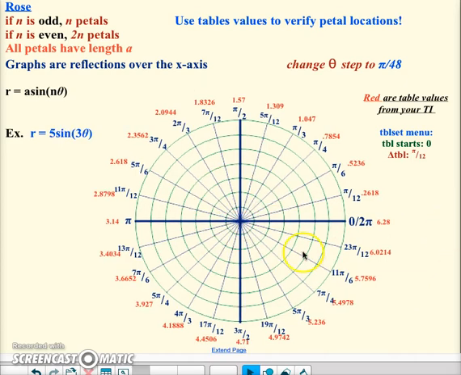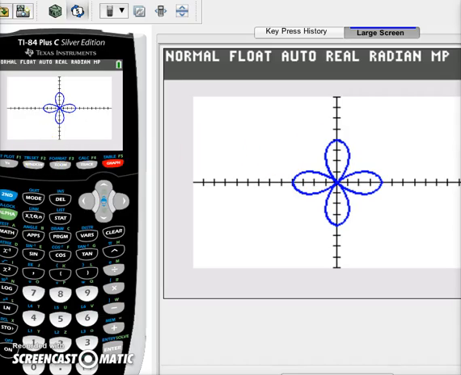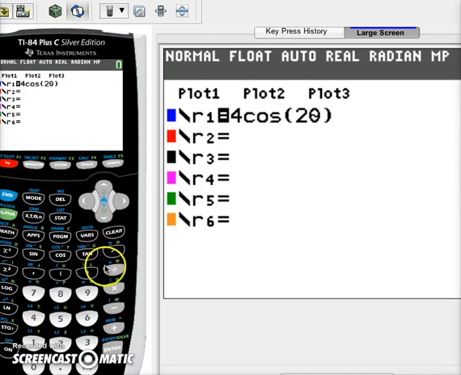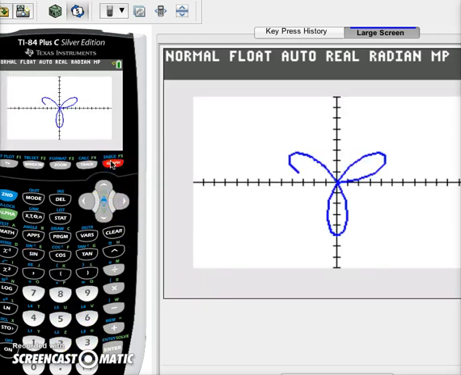The last one for the day, 5 sine 3 theta. Again, I want you to go ahead and put that into your calculator, and then go back to the graph. Now I see a petal sitting clearly on the negative y-axis, no question about that one. It's not a mystery. That's the one I could draw right away.